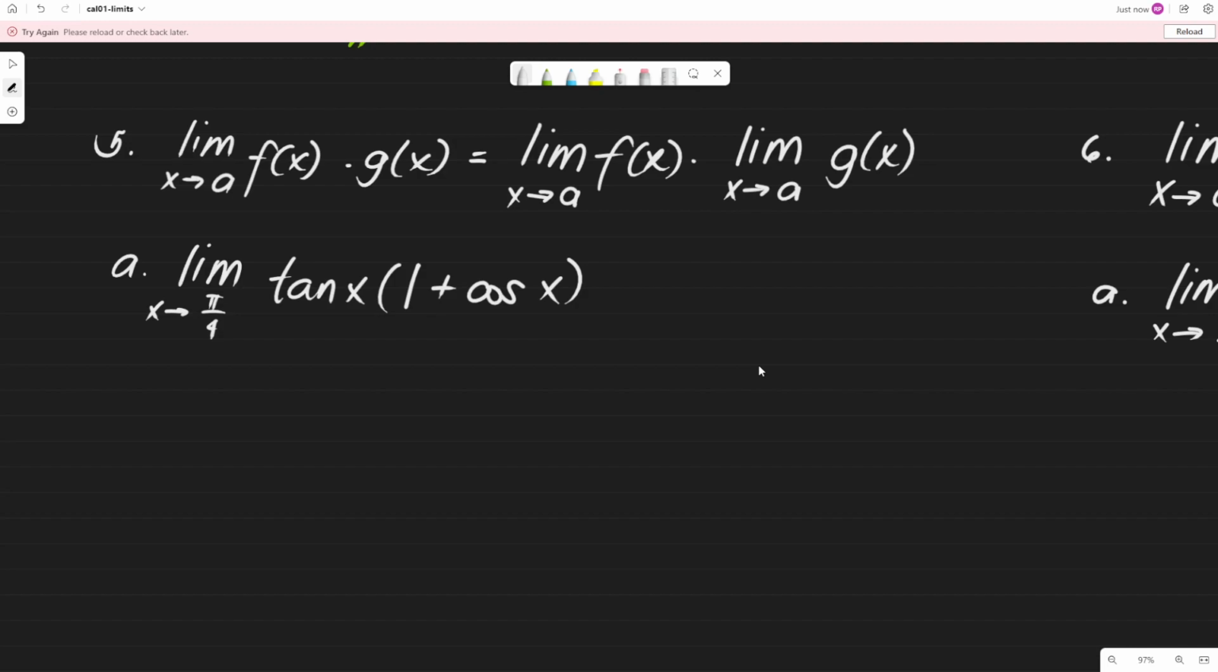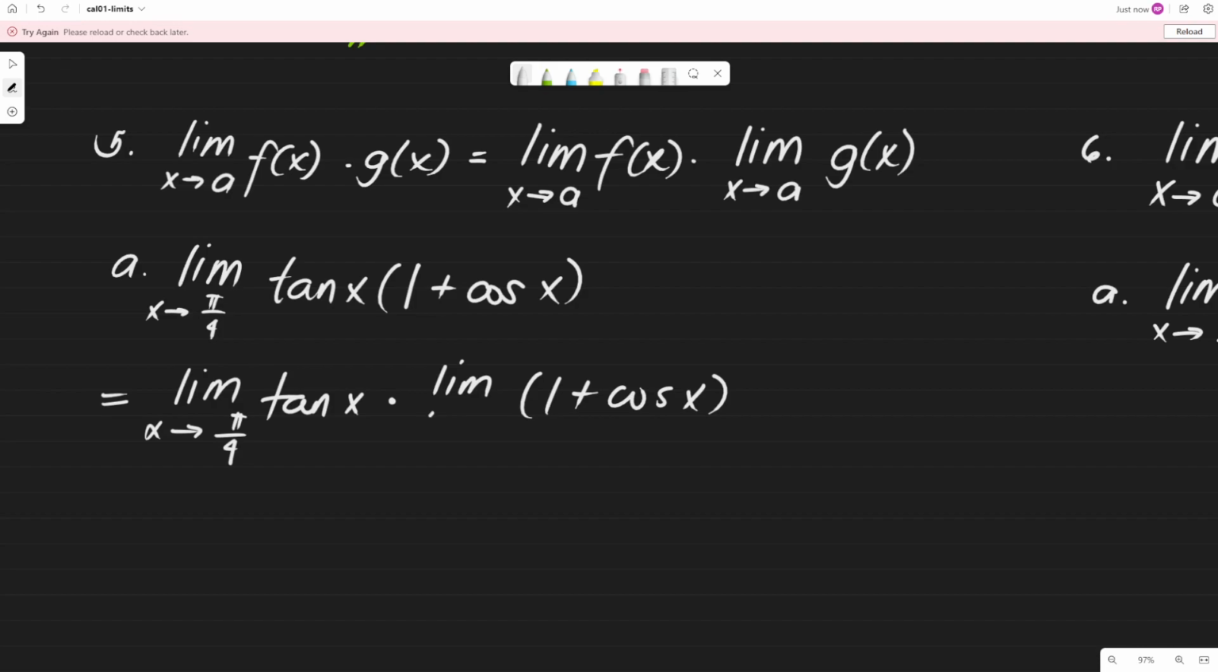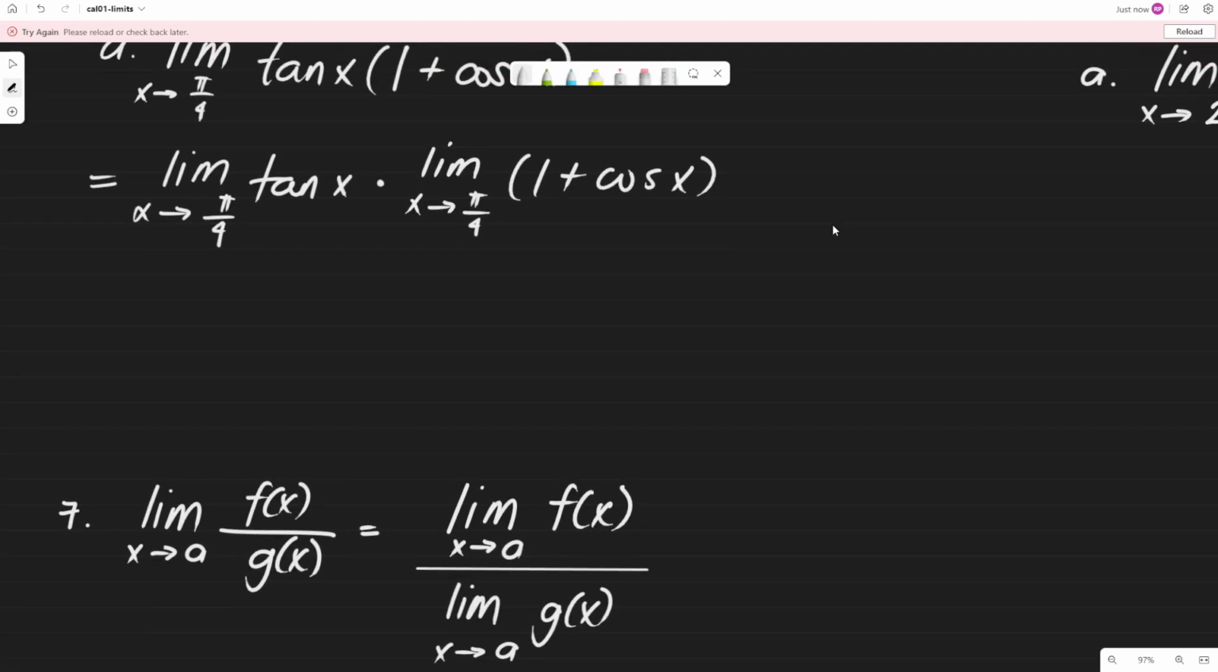For example, we have here the limit of tangent x times 1 plus cosine x. Let's distribute: the limit of tangent x as x approaches pi over 4. We know that multiplication is the operation here, so we can distribute it, times the limit of 1 plus cosine x as x approaches pi over 4. Using the previous theorem, we can distribute.